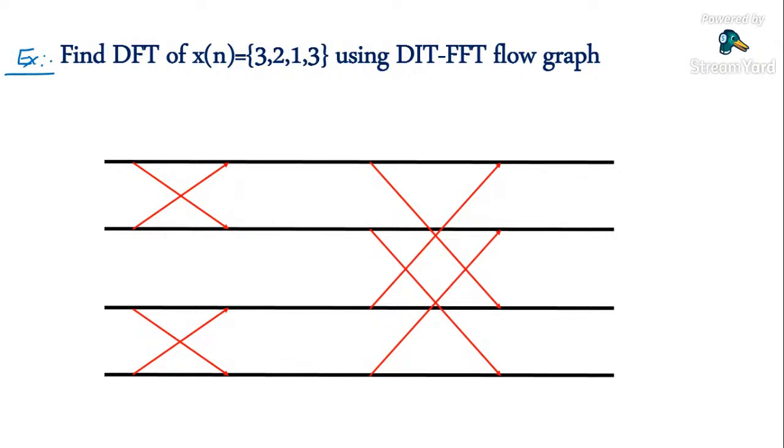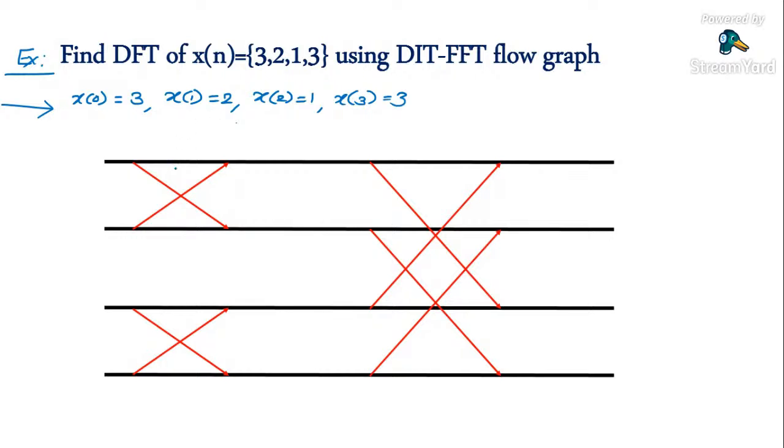See it carefully. Find the DFT of x of n is equal to 3, 2, 1, 3 using the DIT FFT flow graph. So you have to draw this flow graph. From x of n, what is x of 0? First of all, write down x of 0. X of 0 is 3. What is x of 1? X of 1 is 2. X of 2 is 1, and x of 3 is 3. Correct? First of all, write down x of 0, x of 1, x of 2, x of 3, the values as 3, 2, 1, and 3.